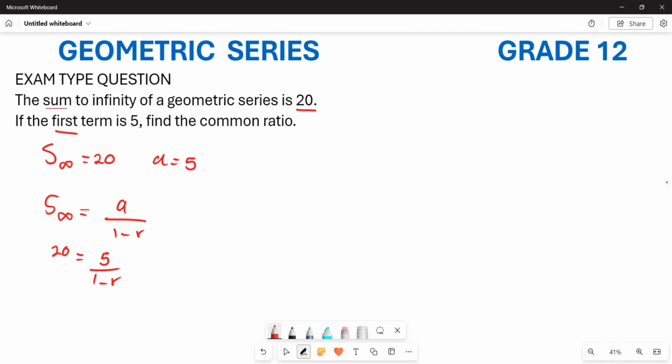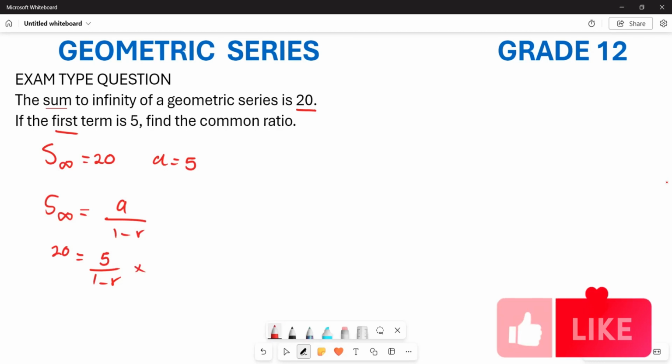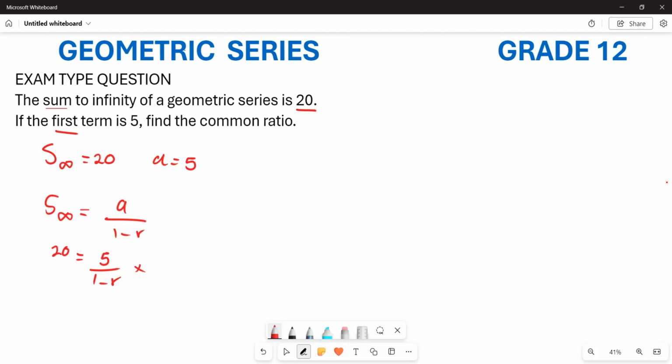What is it that you're going to do if you want to calculate here? The simplest thing that you can do is multiply by 1 subtract r on this side, and similarly multiply by 1 subtract r on the other side. Or the simplest thing that you can do is cross multiply. When you cross multiply, this is going to be 20 open bracket 1 subtract r close bracket is equal to 5. So that's the first thing that you can do from here.